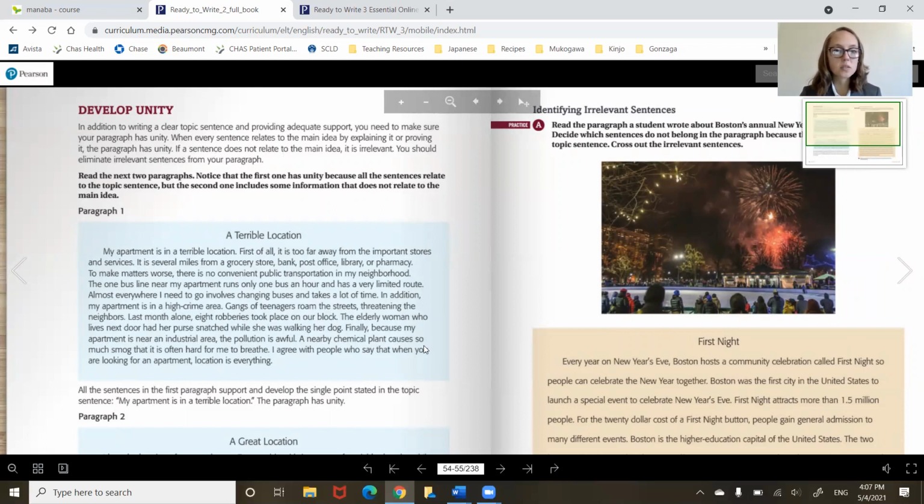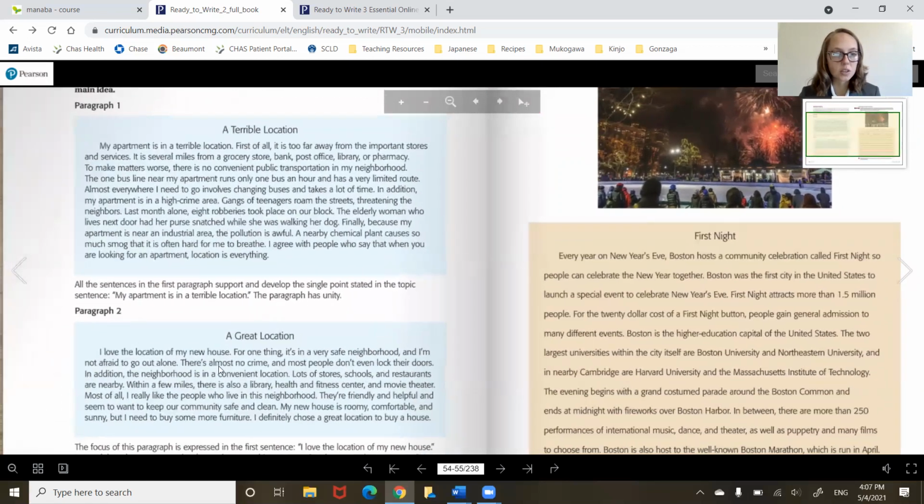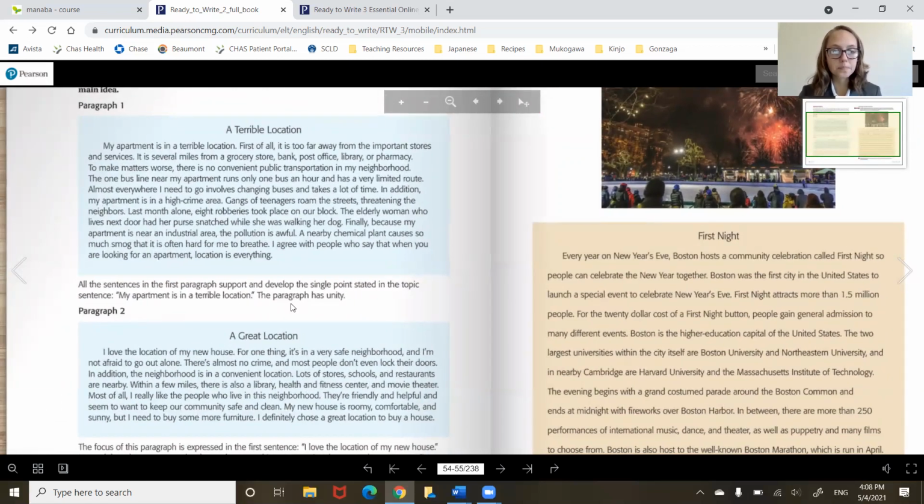Okay, so take a moment to read these two paragraphs. The first one has unity, the second one does not. And you'll see here the reason why. So take a moment to read the paragraph. Okay, pause if you need more time. So this paragraph has unity because it's talking about one idea, which is the apartment's terrible location. Everything talks about the location and the apartment and why it is bad.